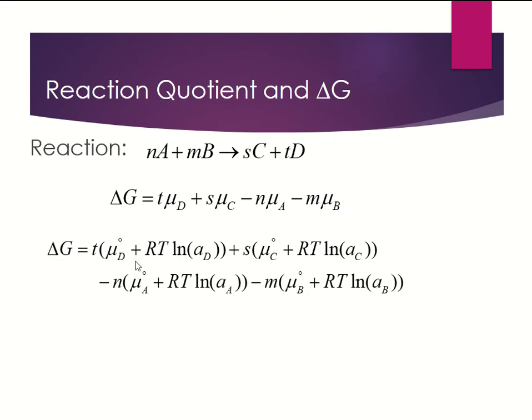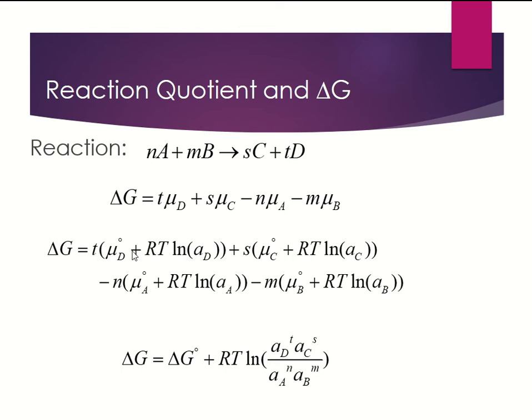All right, now if we go ahead and substitute the expression that we looked at on the previous slide, which relates the chemical potential to the standard values, so all we're doing is substituting, for example, for the chemical potential of D, the standard chemical potential plus RT times the natural log of the activity. Again, we've got products minus reactants.